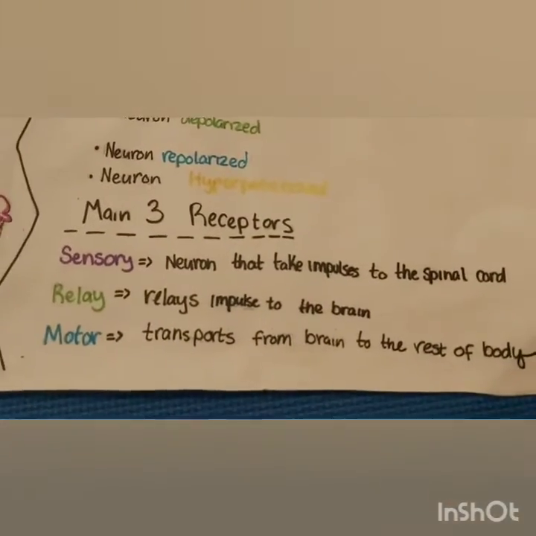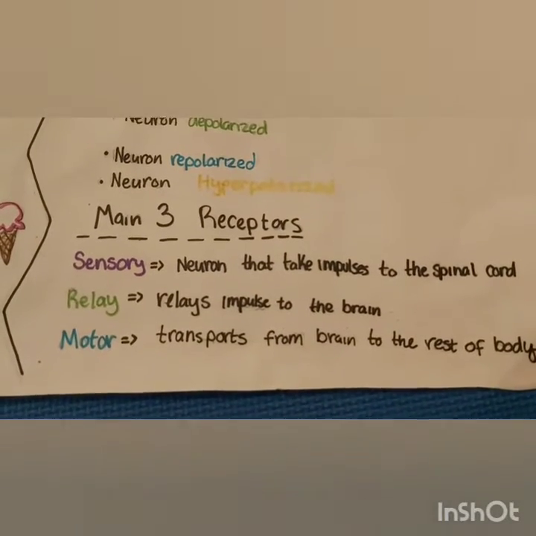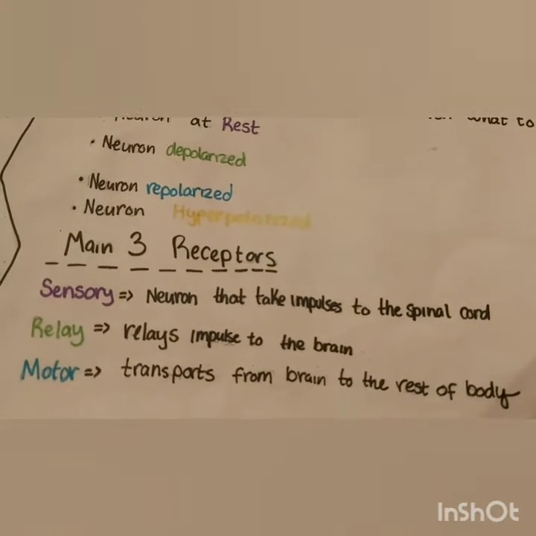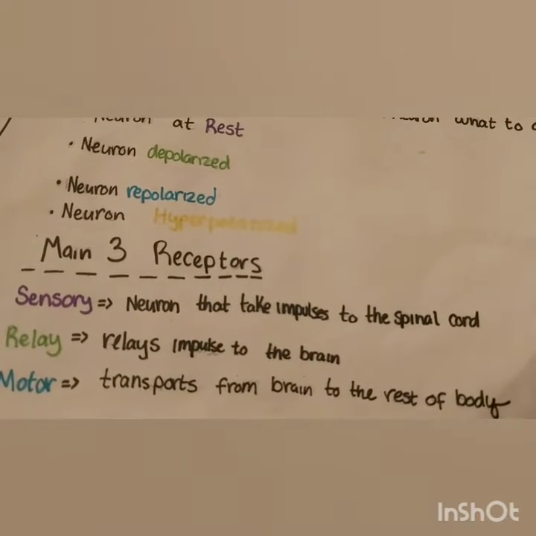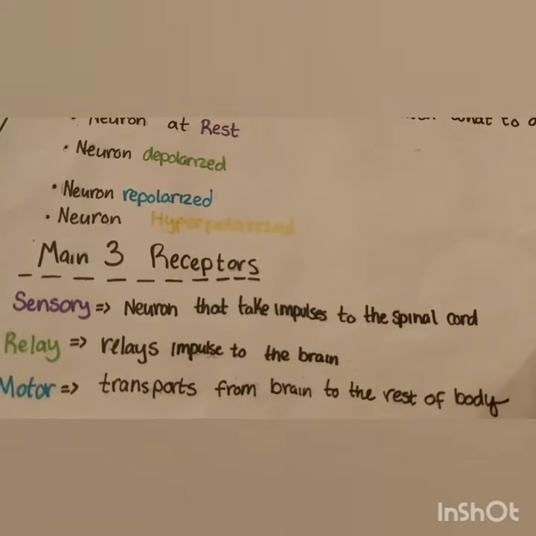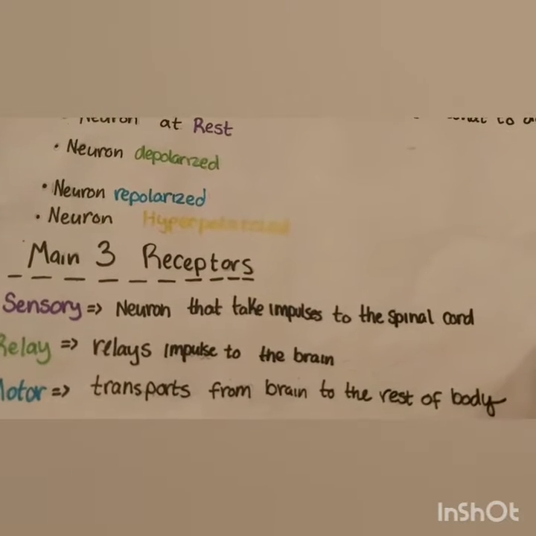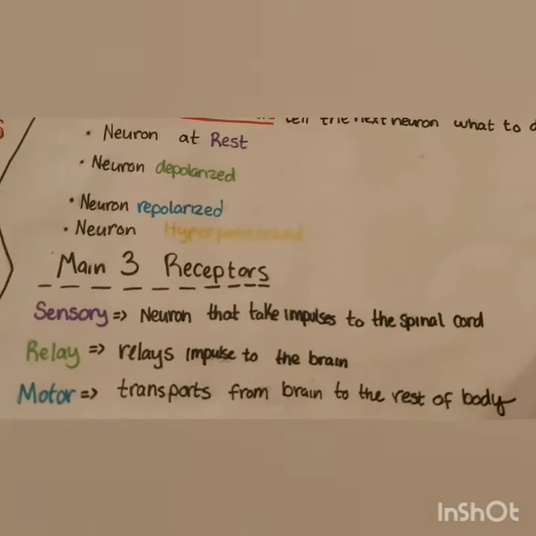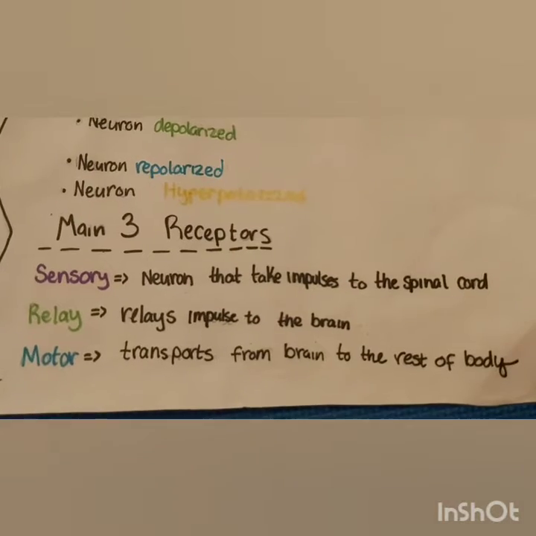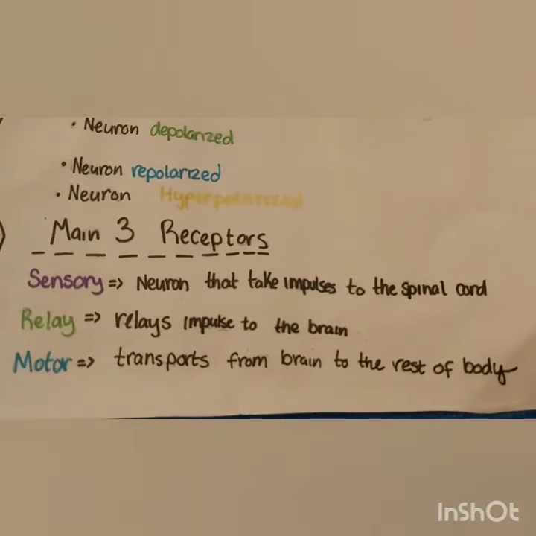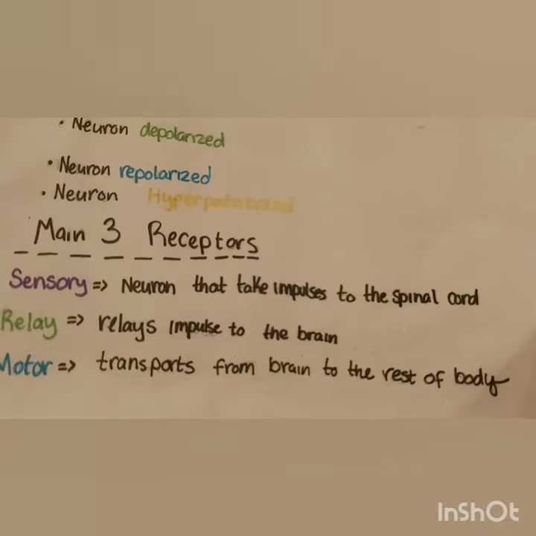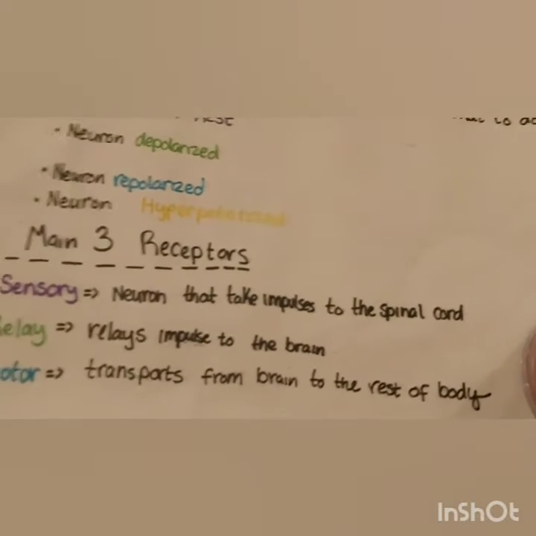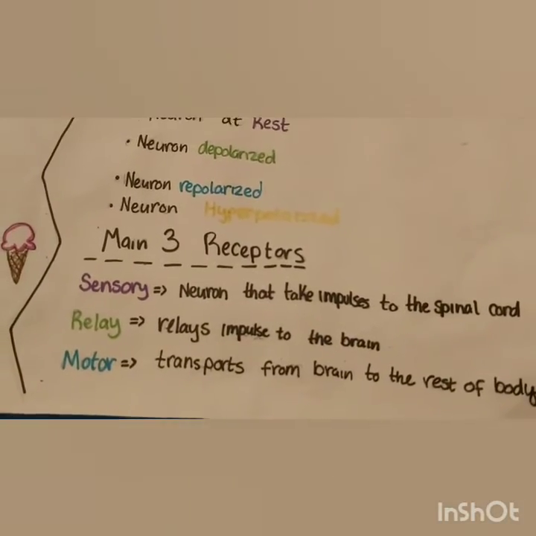These are different types of receptors. So sensories are neuron receptors that take the impulse to the spinal cord. Like I said, the relay neuron transports or relays the impulse message to your brain from your spinal cord. That's just like it sounds, really. And motor transports from the brain to the rest of your body. So once your brain figures out what to do, it transports from the brain to your body, and it tells your body what to do, so your body will take your hand right off that hot stove.